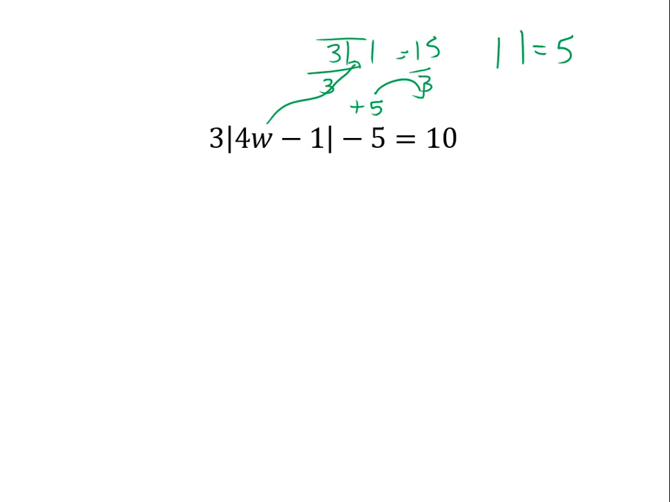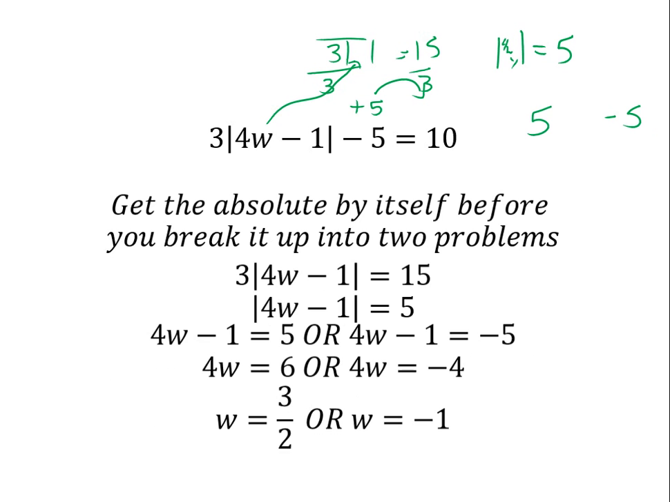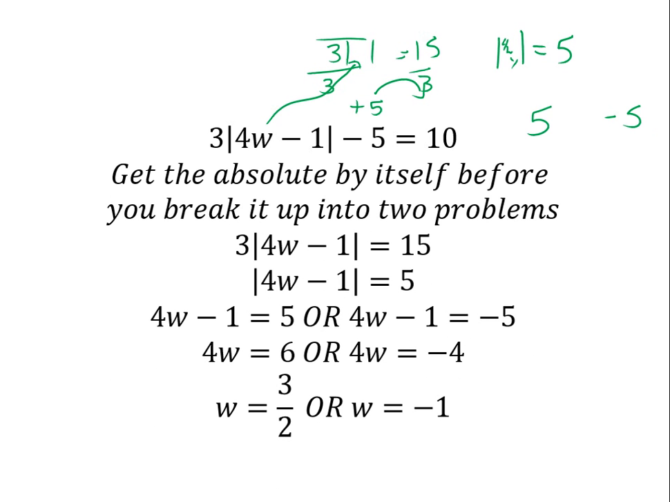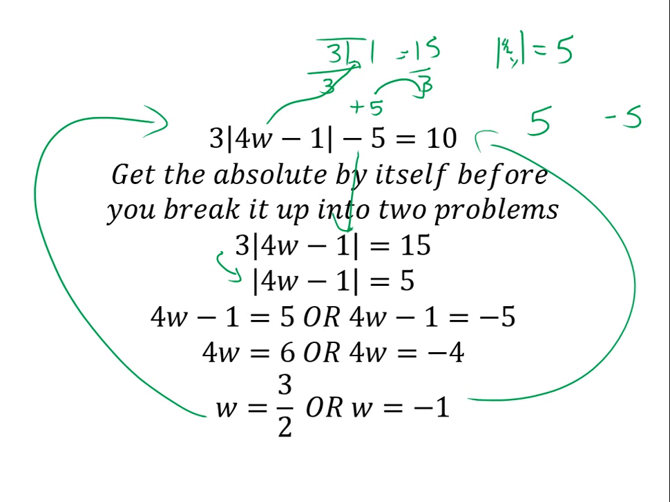And again, this is the 4w minus 1 inside the absolute value. Now from here we break it up into 5 and negative 5, and then we're going to solve these separately. As you see here, the next step, we moved the 5 over to get to here. We divided by 3 to get to there. And then after that, we broke it up into our two equations, 5 and negative 5, and solved it all the way through. 3 halves and negative 1. Plug both of those back into the original to make sure they work. And then as we see, they both work.